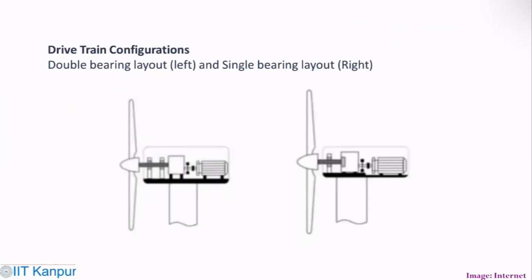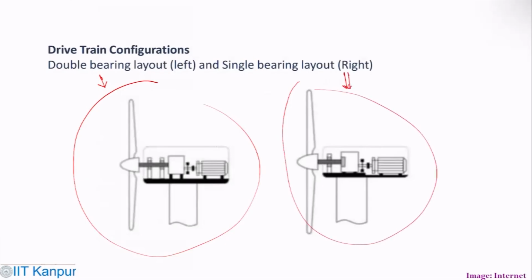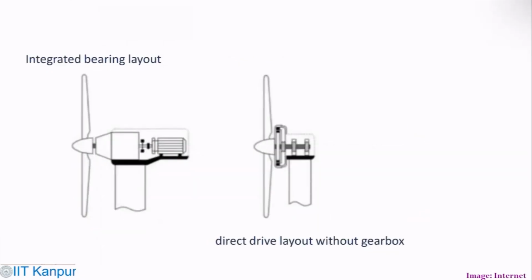Now you can look at some of these drivetrain configurations. This is the double bearing layout, and this is the single bearing layout. Obviously your configuration depends on requirements, and one can have an integrated bearing layout. So this is your integrated bearing layout, and this is your direct drive layout without gearbox. Okay, so you can have these different configurations of the gearbox and all these things.